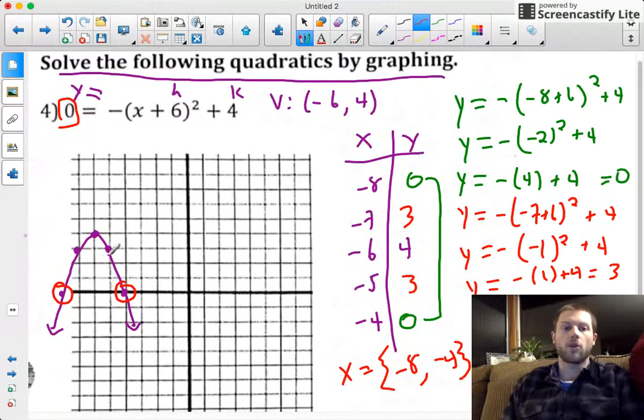So that is how you solve by graphing. We're graphing a quadratic that's set equal to 0 and then looking for the roots.